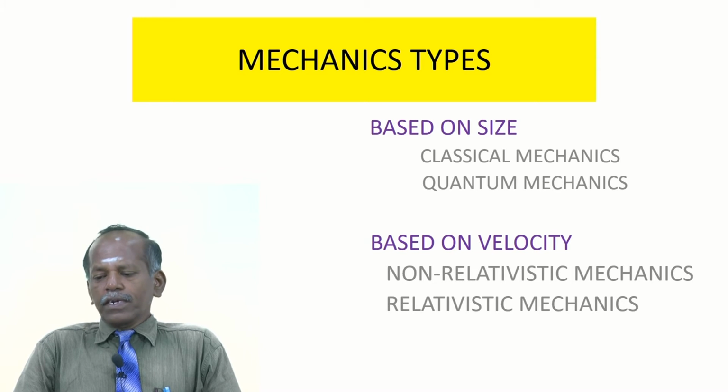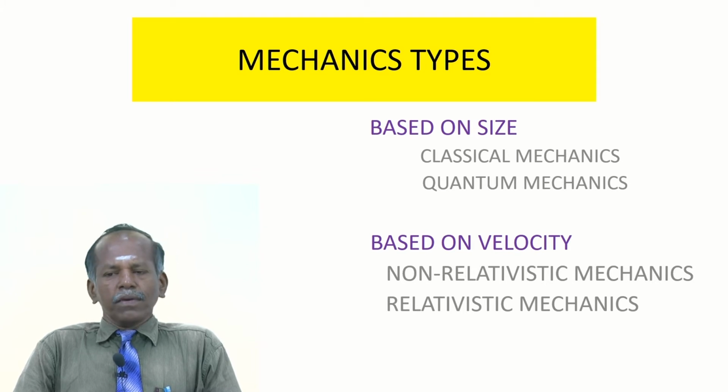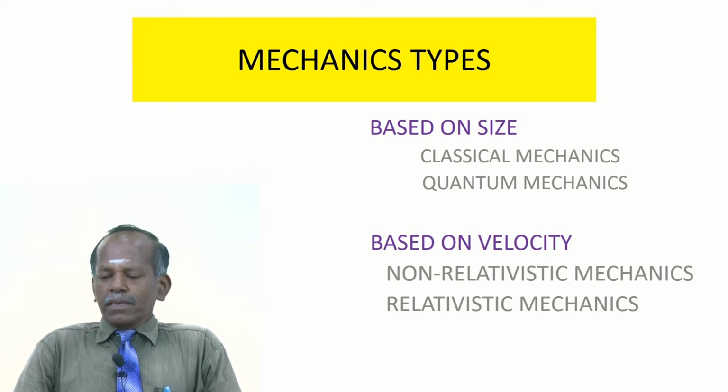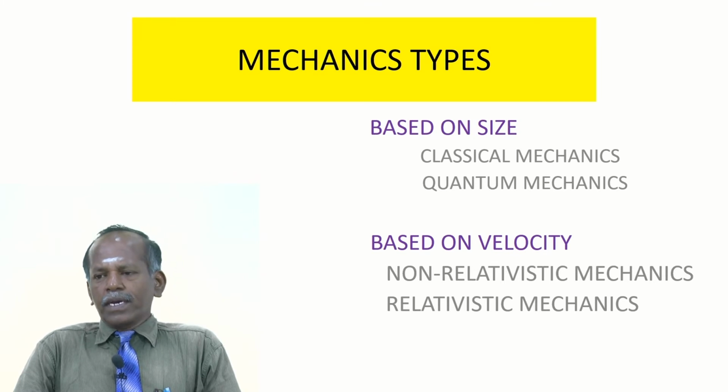Coming to the next classification, which is based on the velocity of the moving particle. If the particle is in motion, we call it mechanics. Motion may be slower or faster, and that is decided by the velocity. If the velocity is somewhat low or ordinary, as per our day-to-day experiences, we call that type of motion or mechanics non-relativistic mechanics.